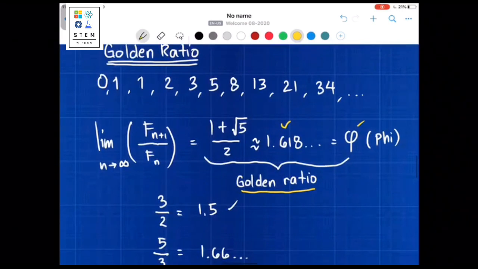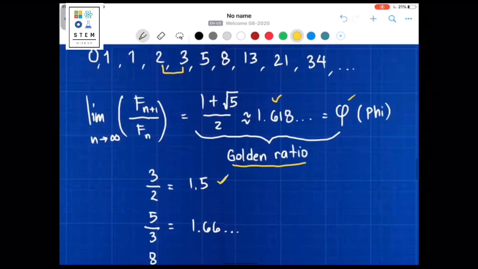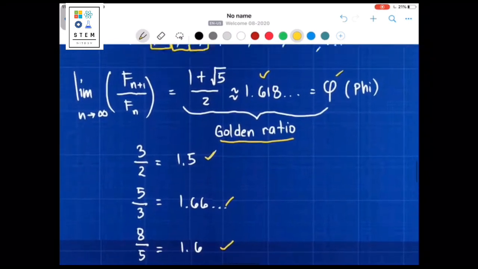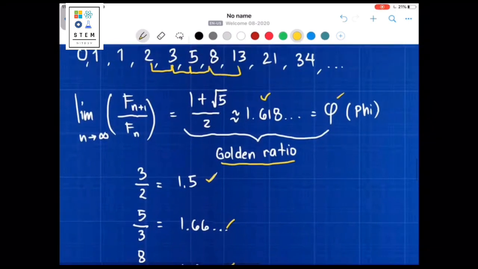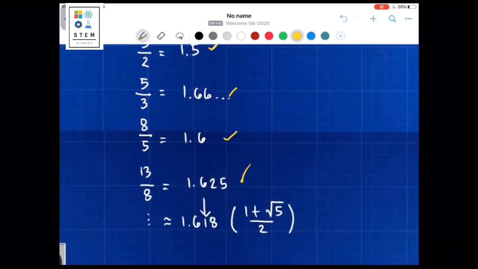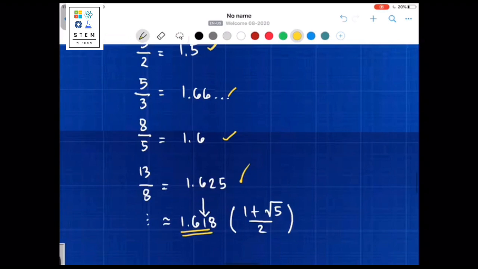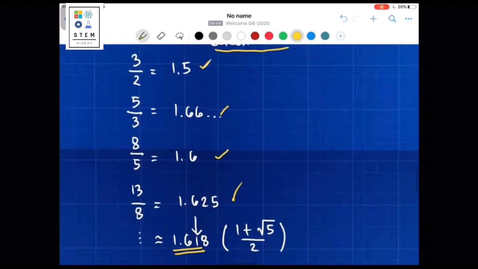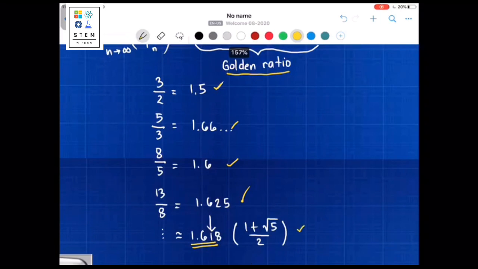For example, so we have this 3 over 2, 1.5. Then, 5 over 3, 1.6. 8 over 5, 1.6. Then, 13 over 8, 1.625, and so on. Mag-approach ka sa limit na 1.618 or 1 plus square root of 5 over 2 na tinatawag na golden ratio. Okay? So, mahalaga yung ratio na yan. Nakikita natin yan sa nature. So, kaya tinawag siyang golden ratio.